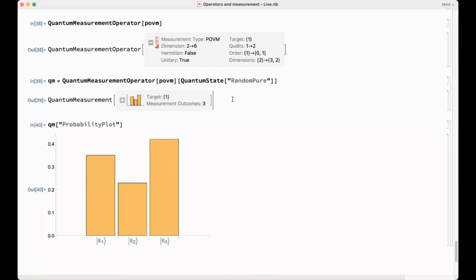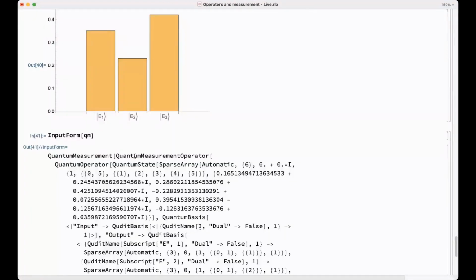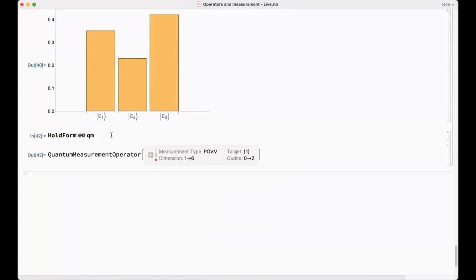By the way, regarding quantum measurement, maybe we can just show the input form behind the scenes. What is the quantum measurement? Maybe that's interesting for our users, the quantum measurement itself as an object. It's easier to show it this way. Inside of the quantum measurement, underneath it is just a measurement operator itself.